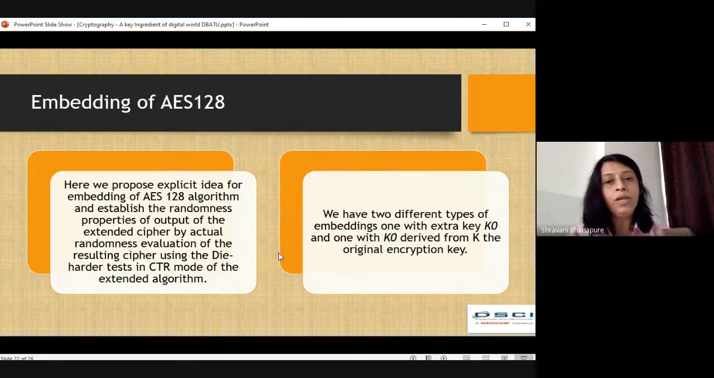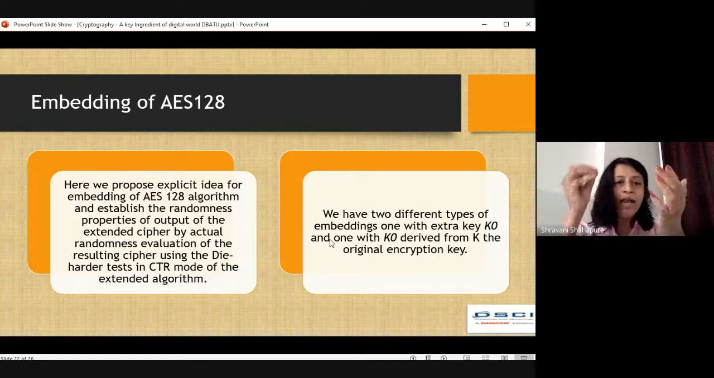Here we have taken AES, which is the strongest algorithm, with a 128-bit key, and we used it in CTR mode. There are different modes for running AES, like ECB mode, CBC mode, OFB mode, and this is CTR mode, which is very commonly used for scientific purposes. And we have two types of embedding. Embedding is like adding something extra with some function. Now is embedding clear? I hope so.